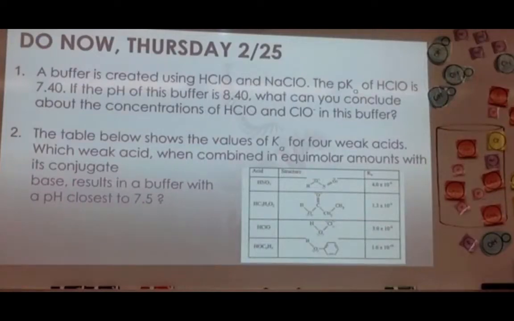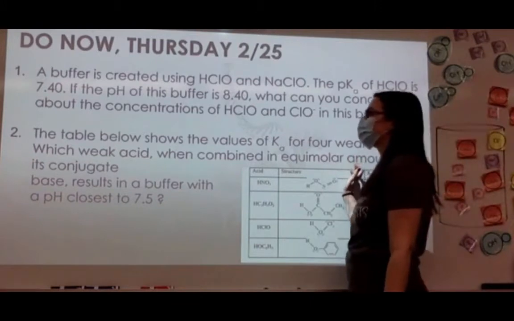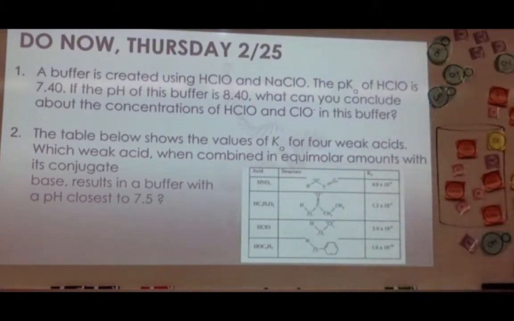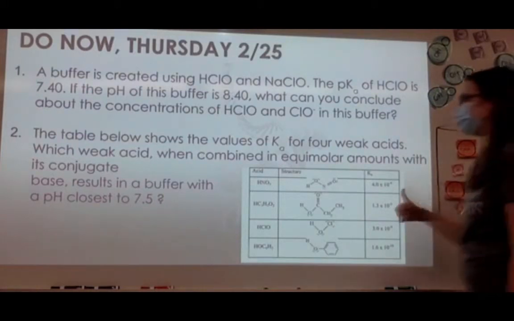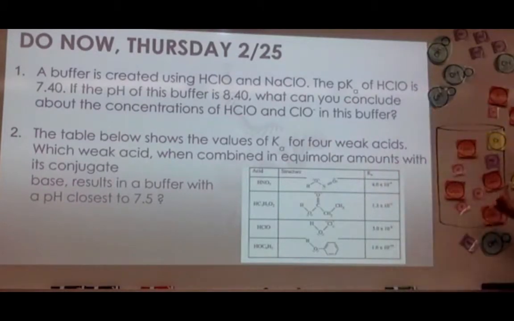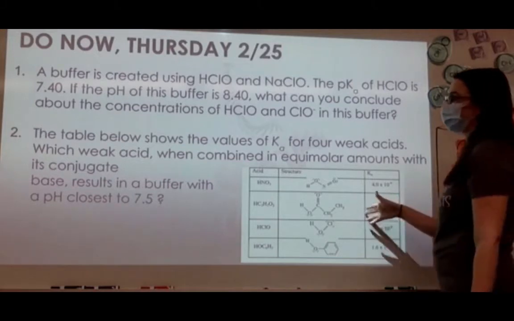So for today's Do Now, there are two questions. Number one is actually one of the questions from yesterday's Do Now. It was the one that I saw the most questions on, so I just figured I'd put it on here again so we could talk through it. And then number two is a very common multiple choice question that I just made into a short answer question. And so we've seen a question like this before.